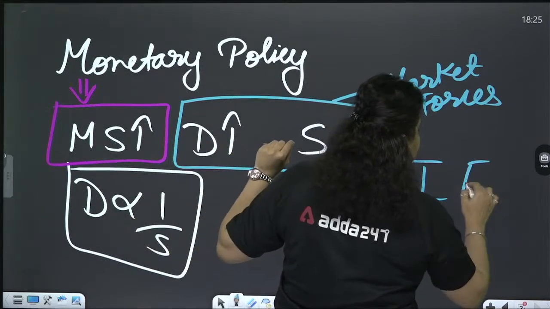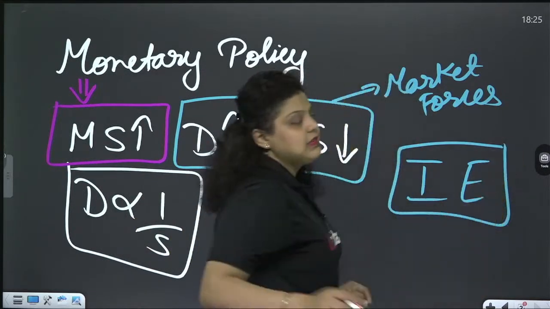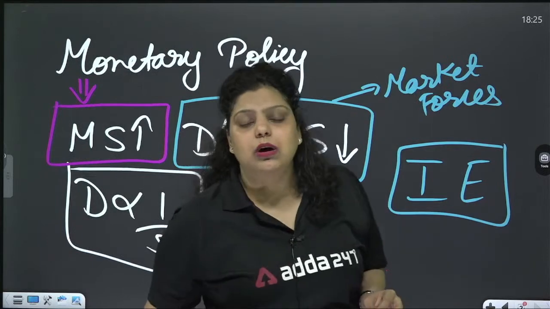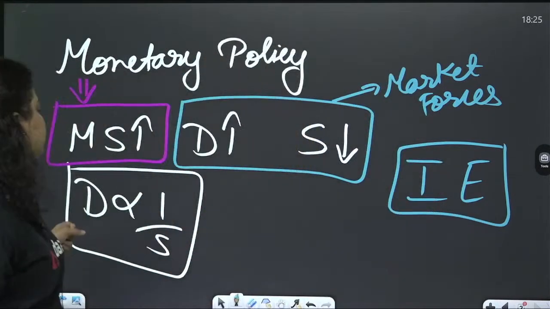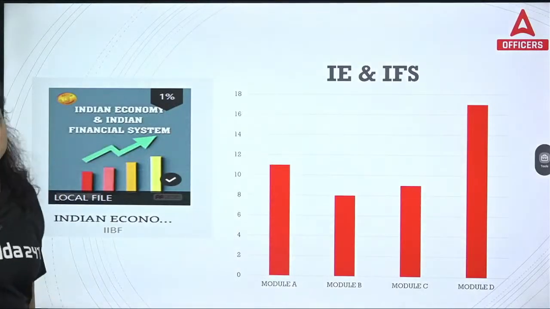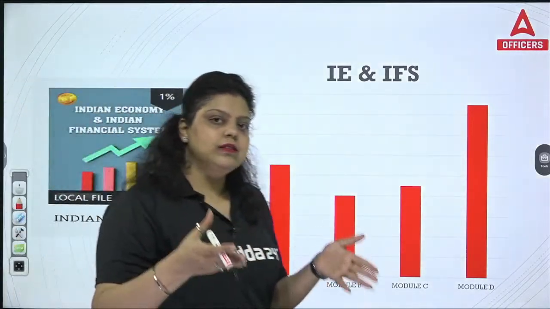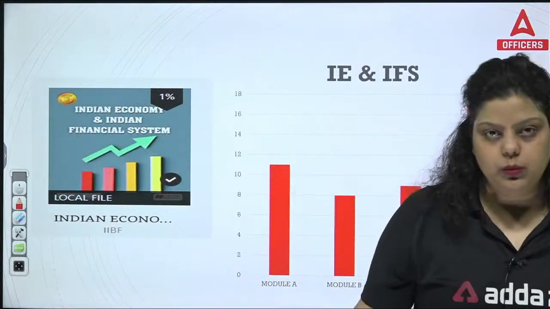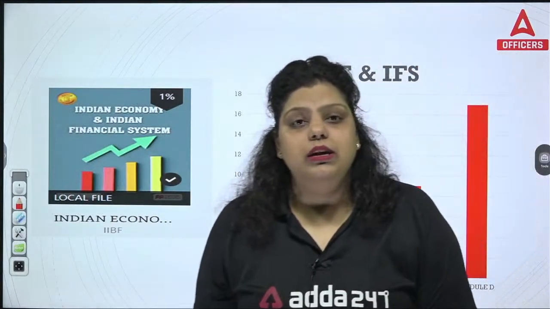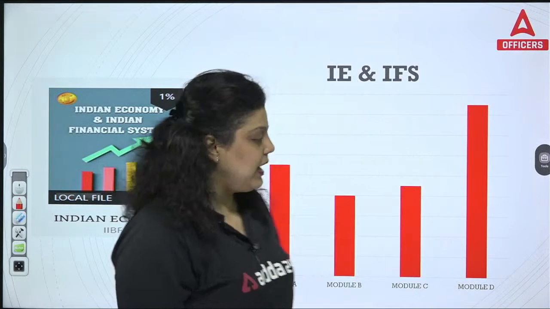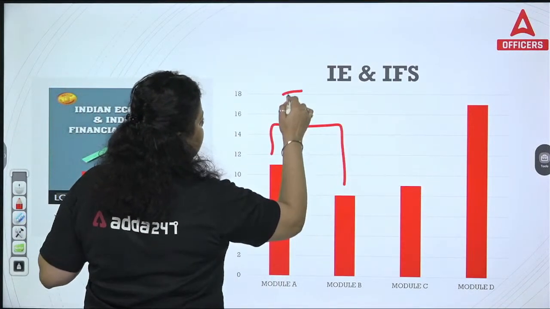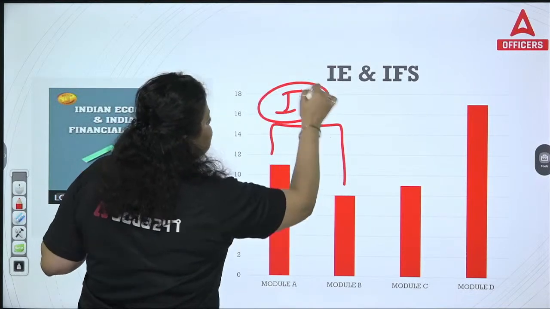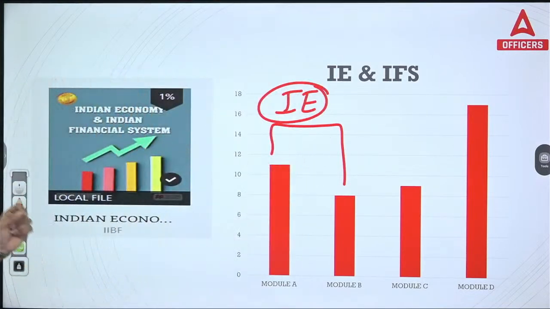So in the Indian economy subject, or I can say module A and B, we have to understand how the economy works, or how the system works, because economy means a simple system in which production, distribution and consumption of goods and services is done. So this is what we have to study in module A and module B. Module A and B are part of your Indian economy. So let's discuss module A and B first.